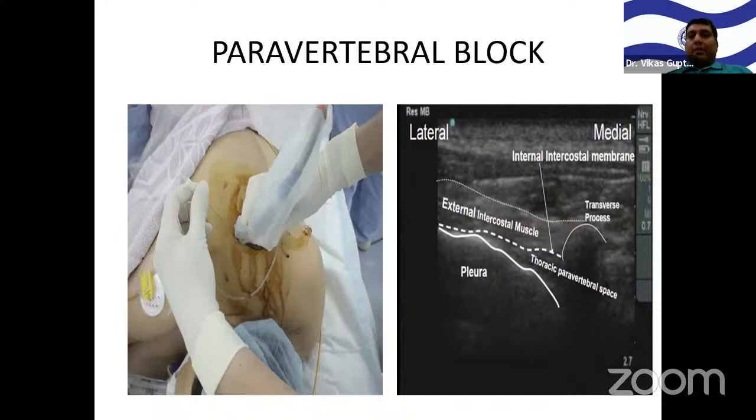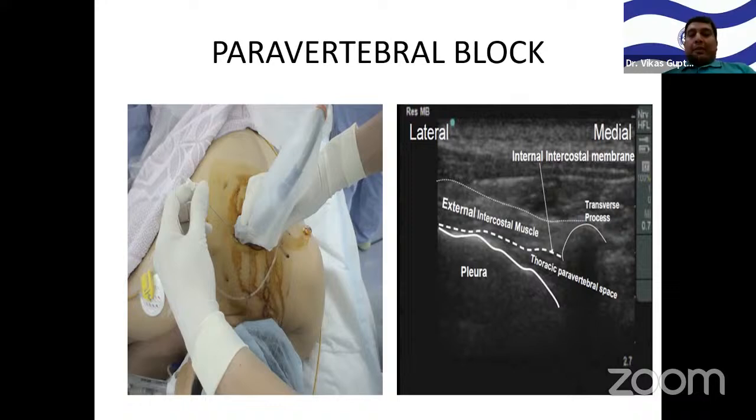What previously we were giving as paravertebral blocks are used for analgesia and anesthesia for hemithorax, thoracic surgeries, breast surgeries, VATS, and breast reconstructive surgeries. So what we are doing, we have to identify the paravertebral space. So how will the paravertebral space form?